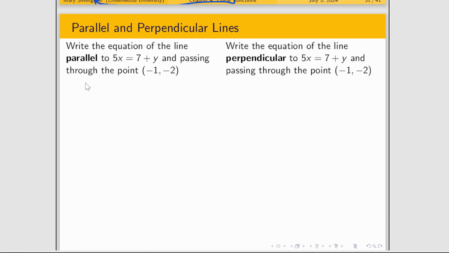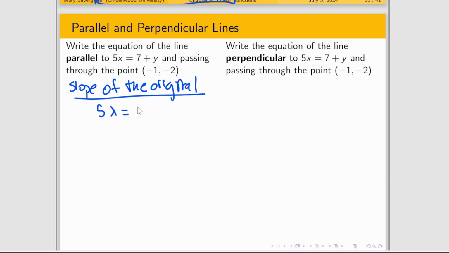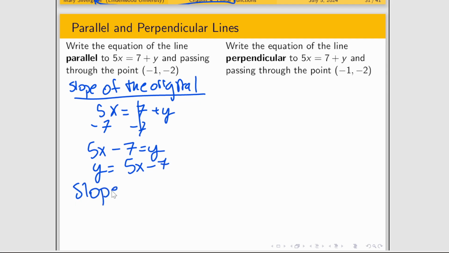Alright, so first thing we want to do is just figure out the slope of the original. So if we have 5x equals 7 plus y, our goal is to get y by itself. So what's the simplest way to do that? Well, we want to undo adding 7 by subtracting 7 from both sides. So 5x minus 7 is equal to y, which is really no different than writing the equation the other way around. y is equal to 5x minus 7. So what is its slope? Its slope is 5.